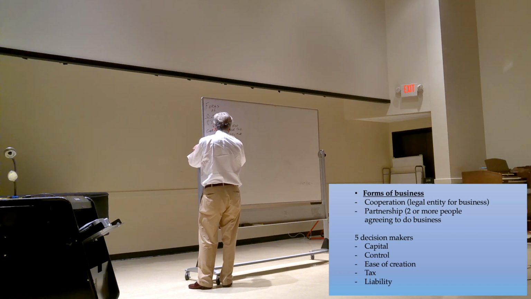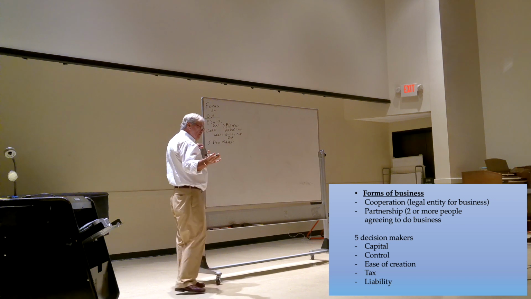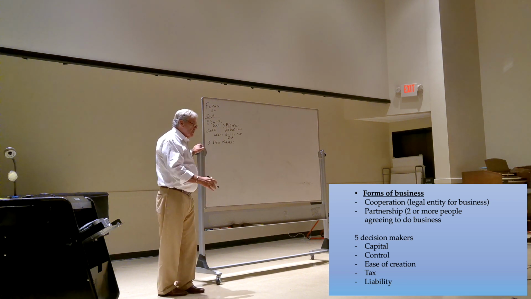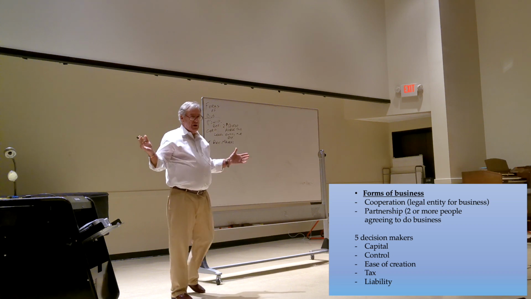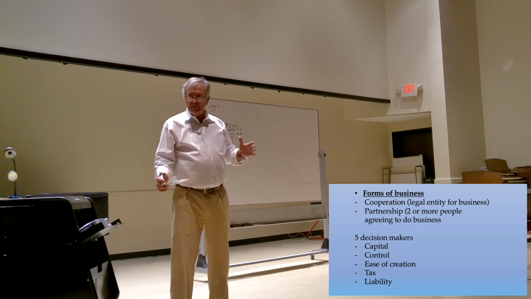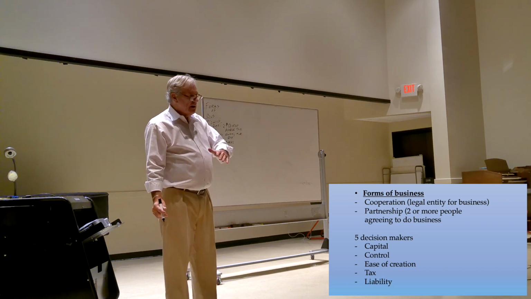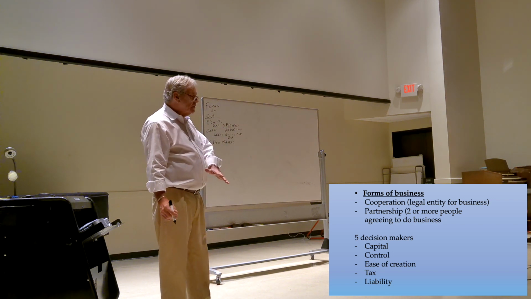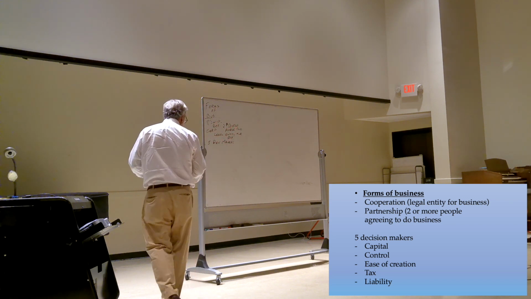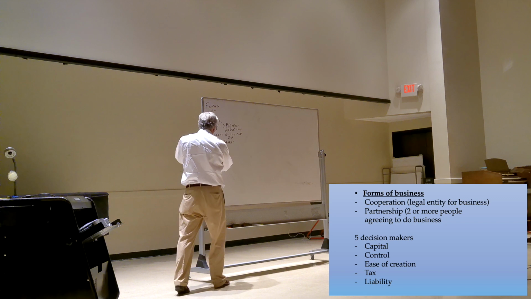5 decision makers. The 3 business women need to consider the 5 decision makers, 1, 2, 3, 4, 5. As I told you before, traditionally, every semester, 50% of the papers will have all 5, but they'll have them in the paragraph. And I have to read all the way down to the bottom before I find the 5. Go ahead and get them right out in the open to start with.